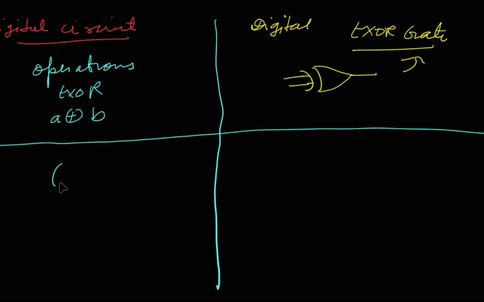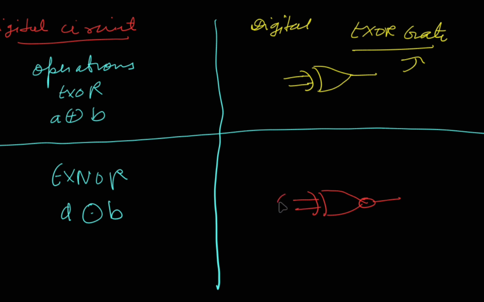Similarly for XNOR, it is like this. This is again very simple. This is the complement of XOR. This is your XOR, and the complement will be XNOR. So this will be your XNOR. Very simple. Again, this bubble you understand means NOT. So these things are very simple.